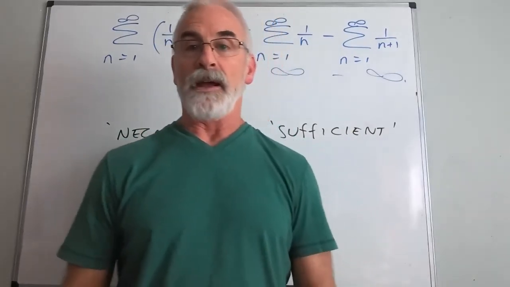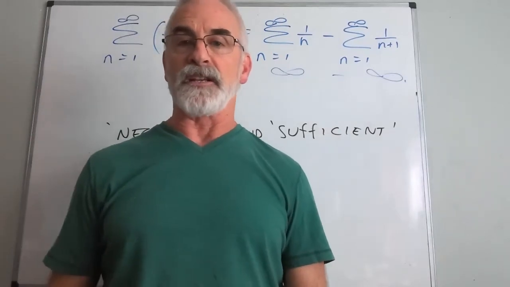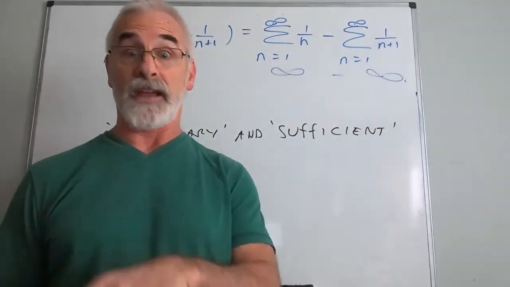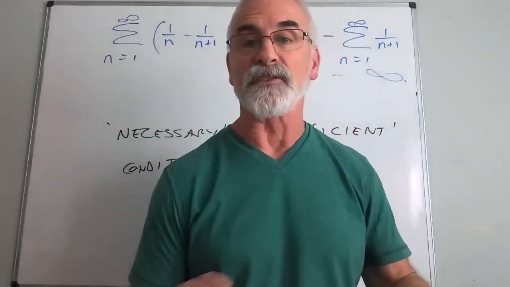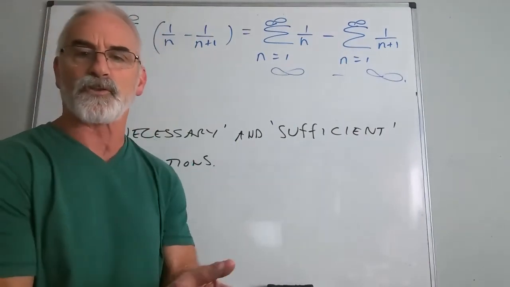So I have: if A, then B. A necessary condition is: if A doesn't happen, B is not going to happen. A sufficient condition is: if A happens, B is guaranteed to happen. It sounds a little confusing. Necessary is weak, sufficient is strong.